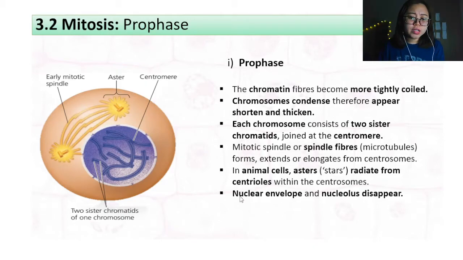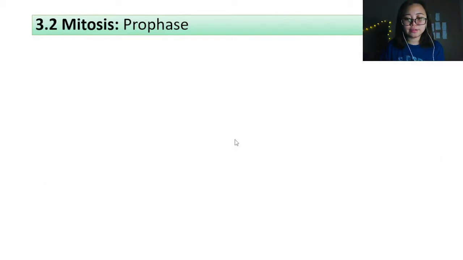Alright, the nuclear envelope and the nucleolus will disappear. Okay, so dia punya nuclear envelope dengan nucleolus akan terbuka. And the centrosomes will move to opposite poles. Centrosome akan beralih ke kutub yang bertentangan.